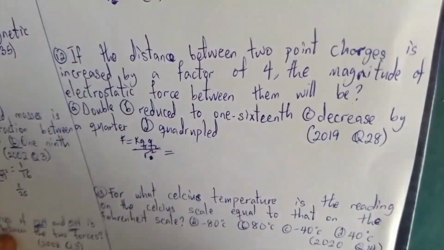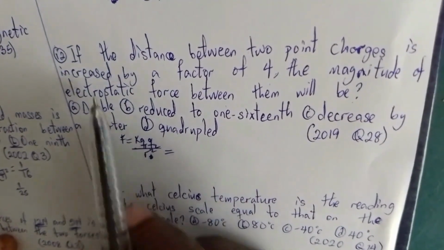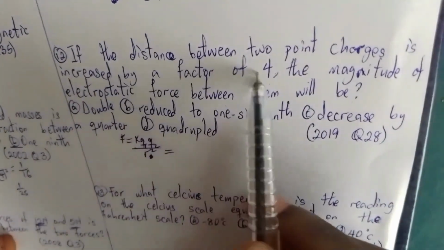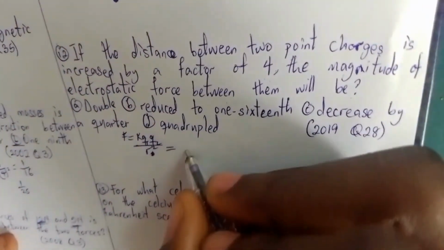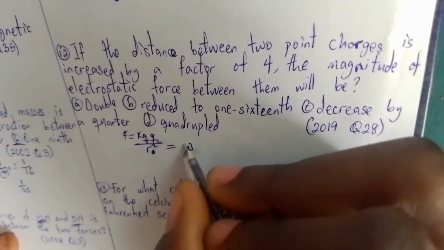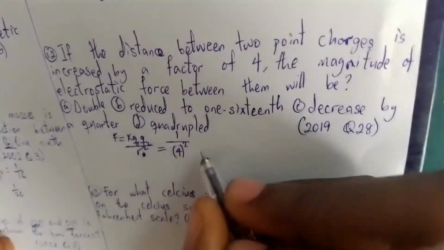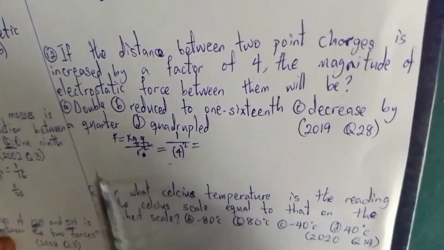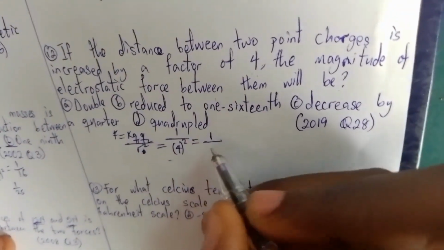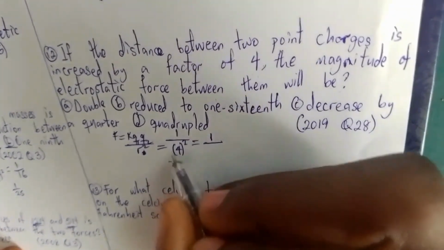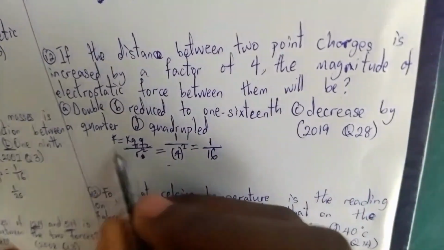Now what did they say happens to the r? They said the distance between them is increased by a factor of 4. Let's do it together. If the distance is increased by a factor of 4, it will be 4 square. Now 1 over 4 square. Then what will happen to the force? The force will be reduced by 16. 4 square is what? 16. So our answer will be 1/16.